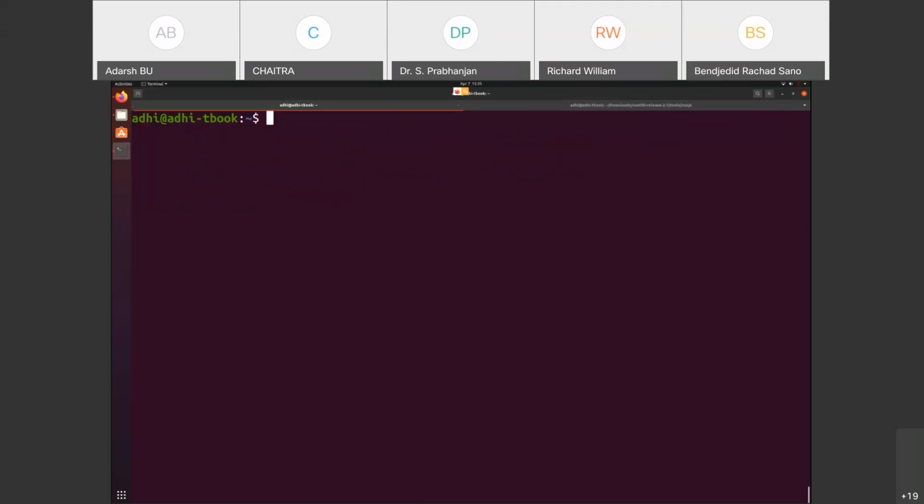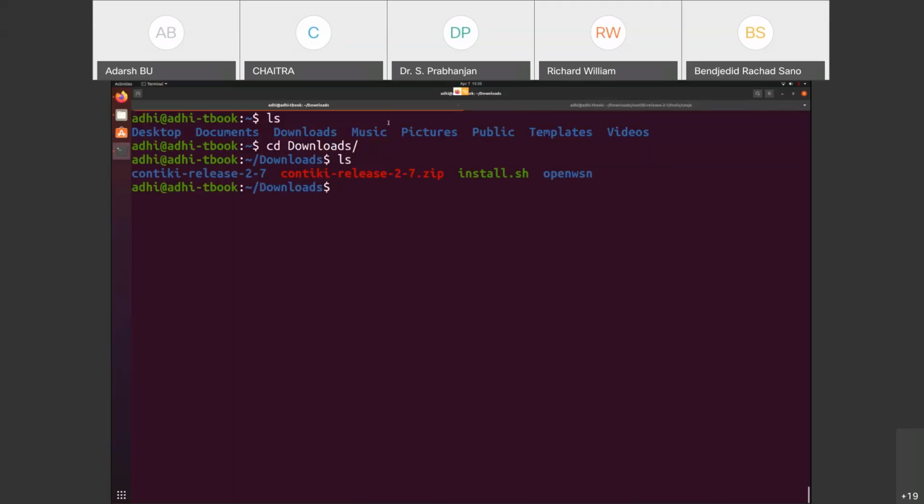Open your terminal. You can open it with the option in Instant Contiki, just click on the terminal icon. When you click on it, you will get a black screen like this. In the black screen, just give ls to list all the folders. If you are able to see OpenWSN, it will be in your home directory. In my case, it is inside Downloads. Inside Downloads, if I give ls, I can see OpenWSN. I'm giving time for everyone to make sure you find the OpenWSN folder.